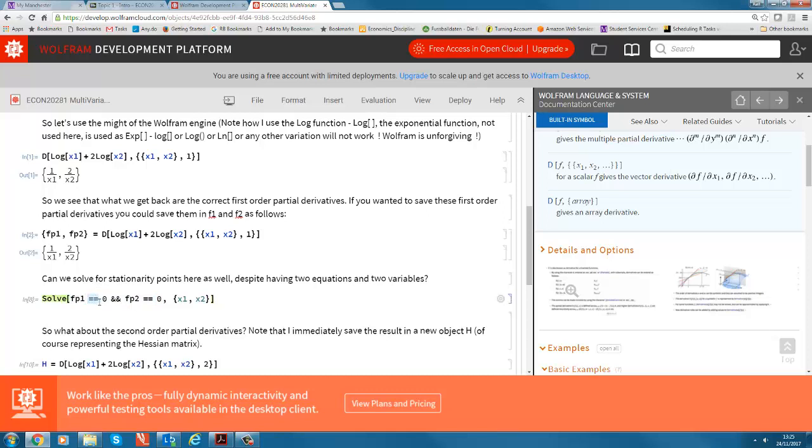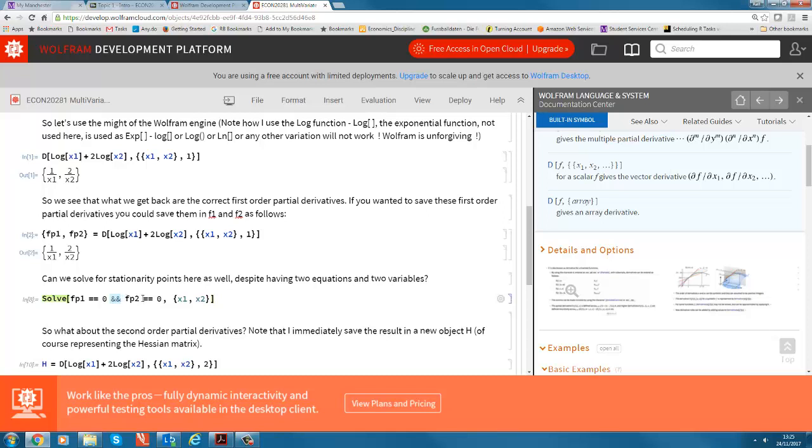FP1 equal to 0, in most programming languages. If you want to force something and set it equal to a value, you have to use this double equal sign. That's just how this works. If you go to the help for solve, you will see examples for that.